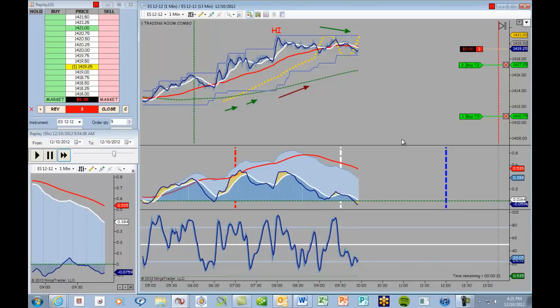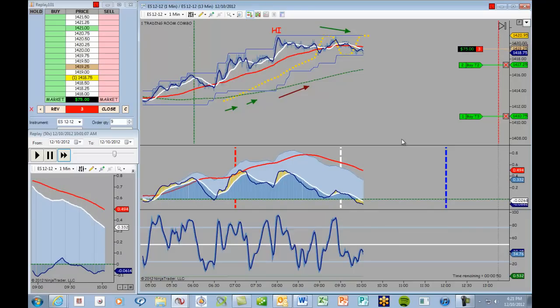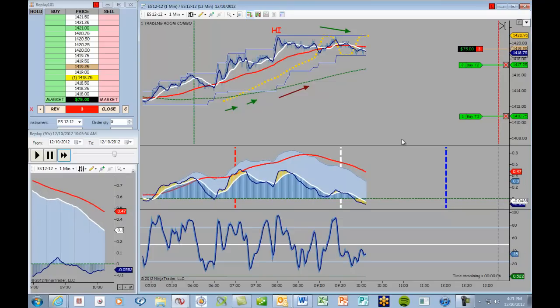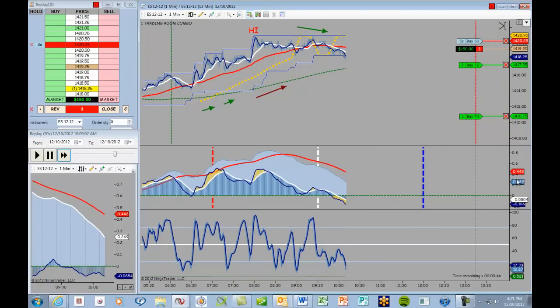We've actually hit the first target but not moved the stop. Now that the faster MACD is below 0 there, I think we're going to sell off here at some point. There we go. Now we've moved the stop automatically.